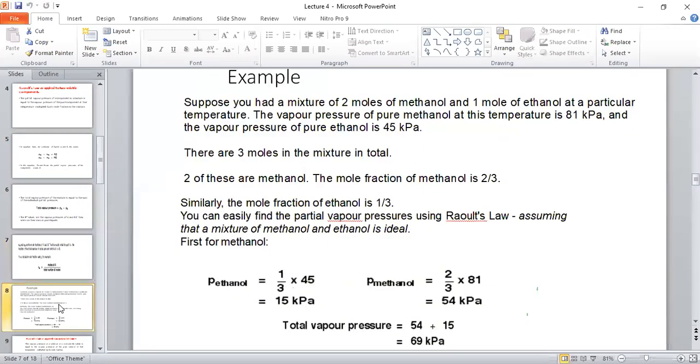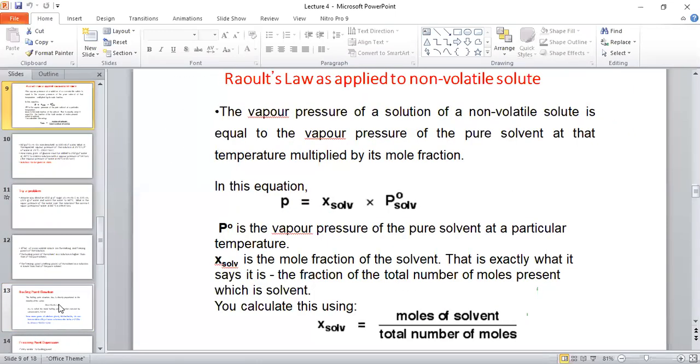So now we're looking at Raoult's law as applied to a non-volatile solute. The vapor pressure of a solution of a non-volatile solute is equal to the vapor pressure of the pure solvent at that temperature, multiplied by its mole fraction.